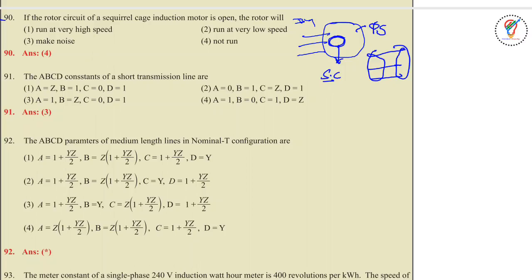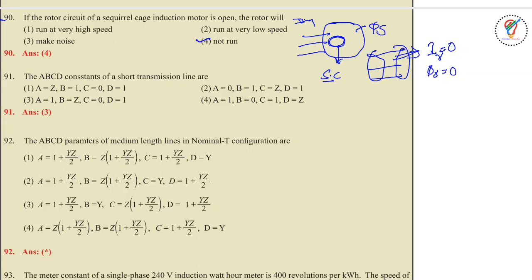Short circuited. Now if it opens, what will happen? Because of the open circuit, the current will not flow. The current will be zero in the rotor. Because of that, the flux flowing in the rotor will be zero. So there will be no interaction, so the motor is not going to run. So the option here is 4. It is not going to run.